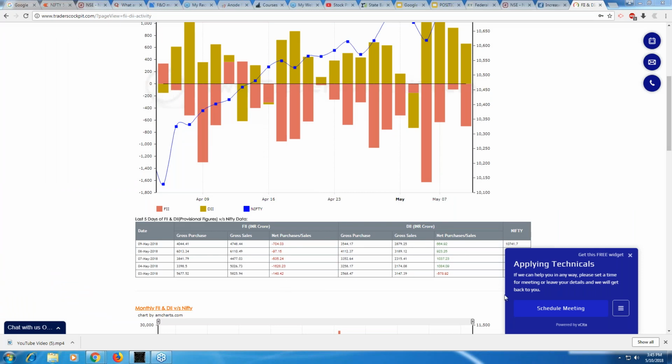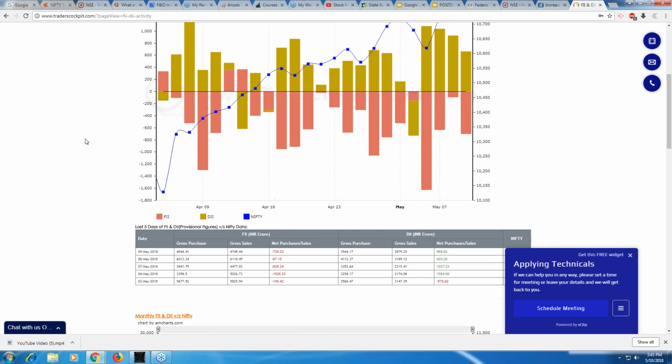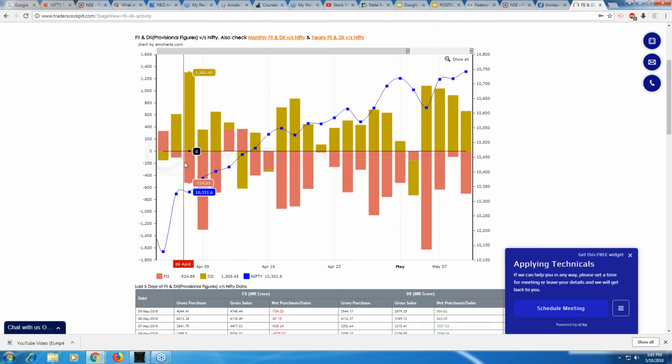When we know that both of them are selling, it means the market is going to be down. When both of them are buying, it means the market is planning to go up. So this is how you interpret. And for Nifty, what I'm giving you right here is buying and selling by FII and DII and the movement of Nifty. So that is how you can interpret.